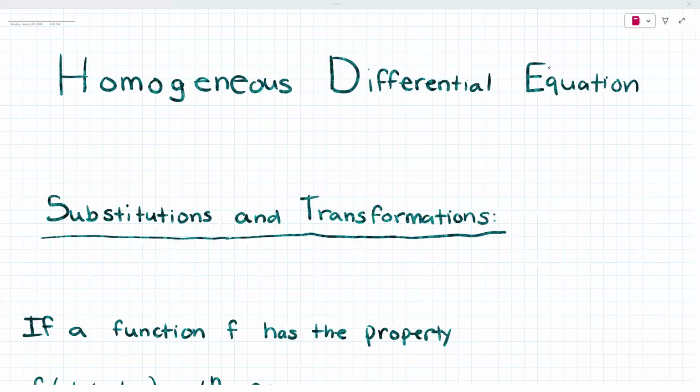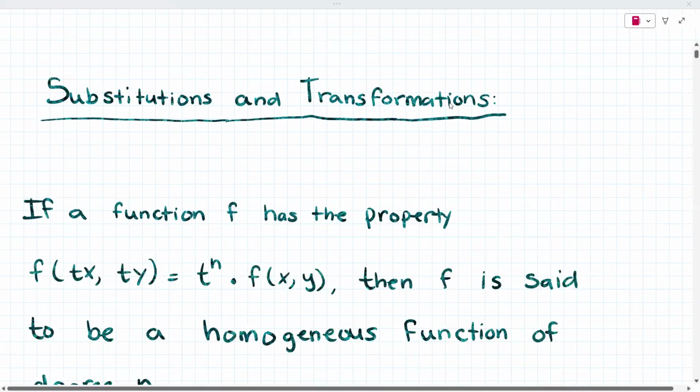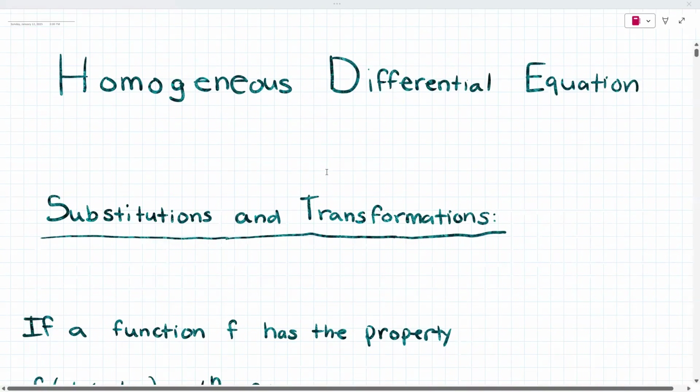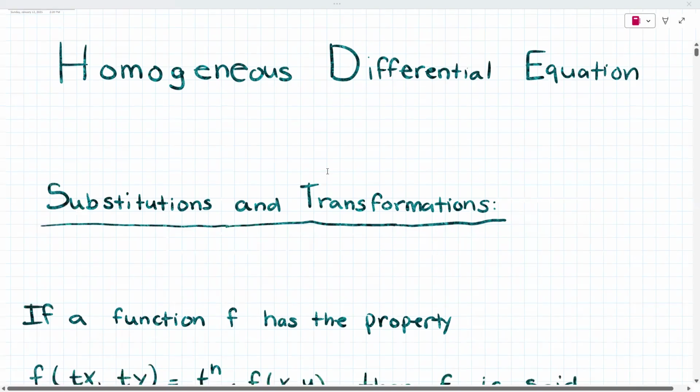Hello, in this video we will do 5 examples of solving homogeneous differential equations. So this is all about homogeneous differential equations and substitution transformation. How do you know if something is a homogeneous differential equation?